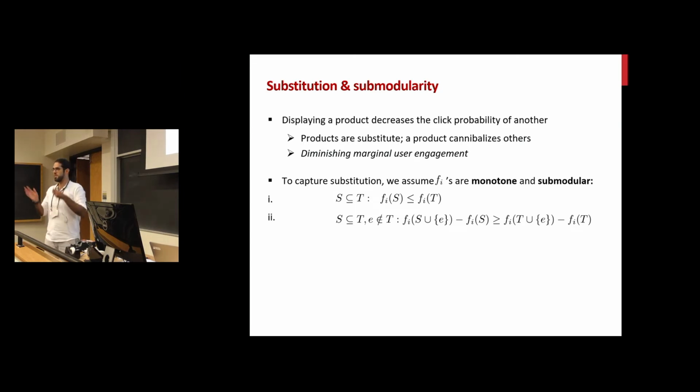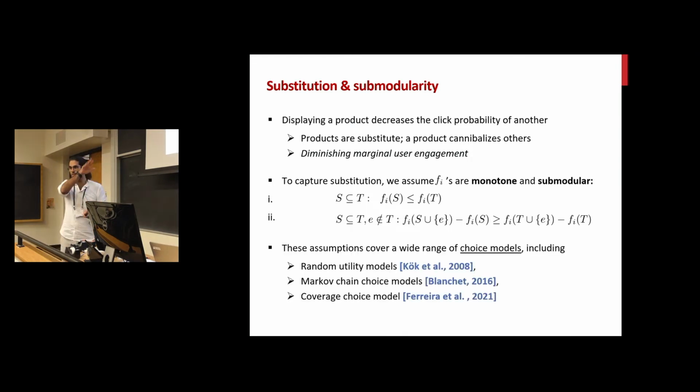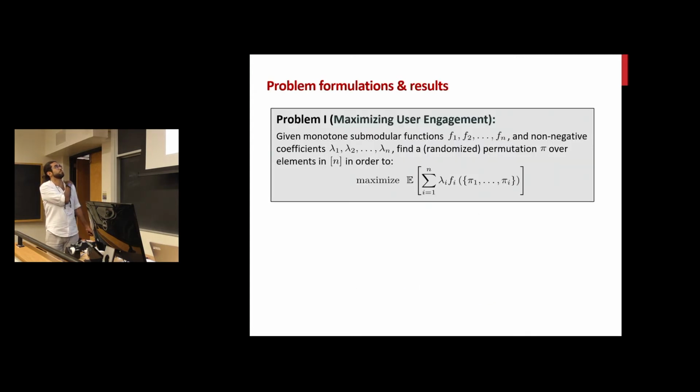And for experts in the audience who are familiar with revenue management literature, this kind of substitution assumption arises when you think about a bunch of choice models, for example, random utility models, the Markov chain choice models, and the coverage choice models, which are quite prevalent in this literature.